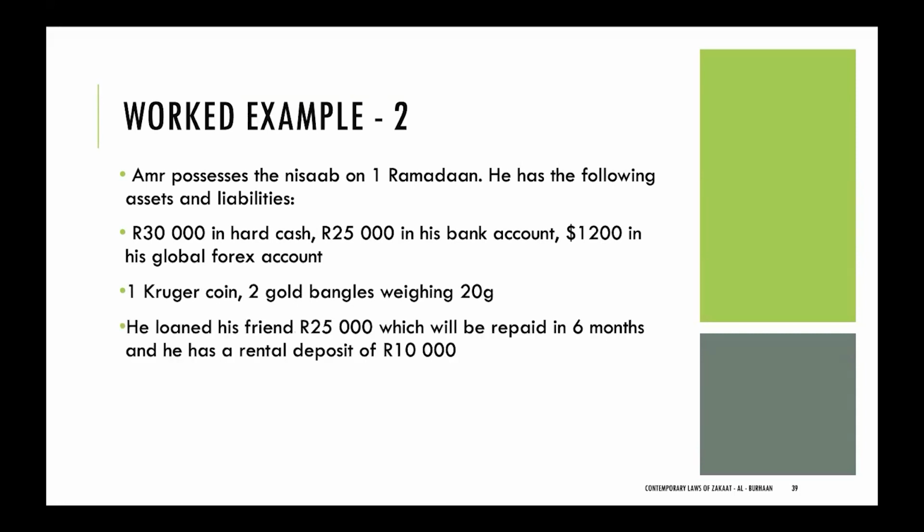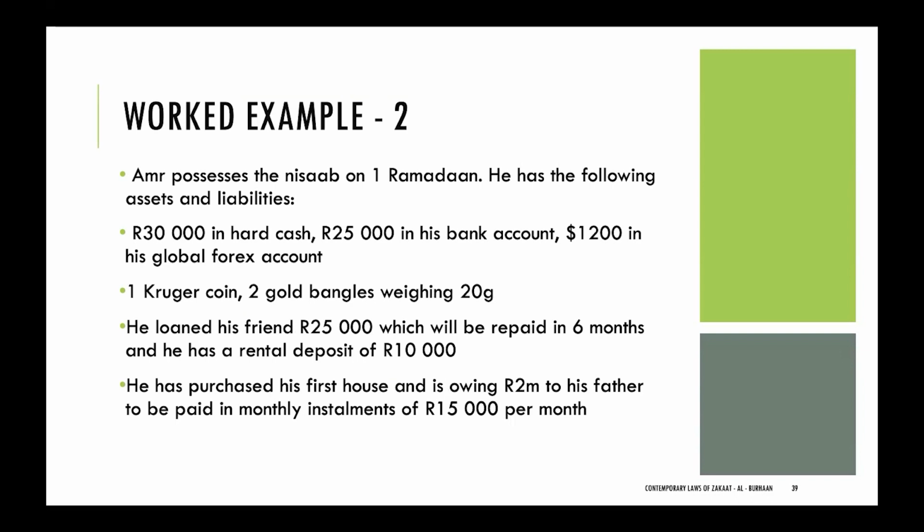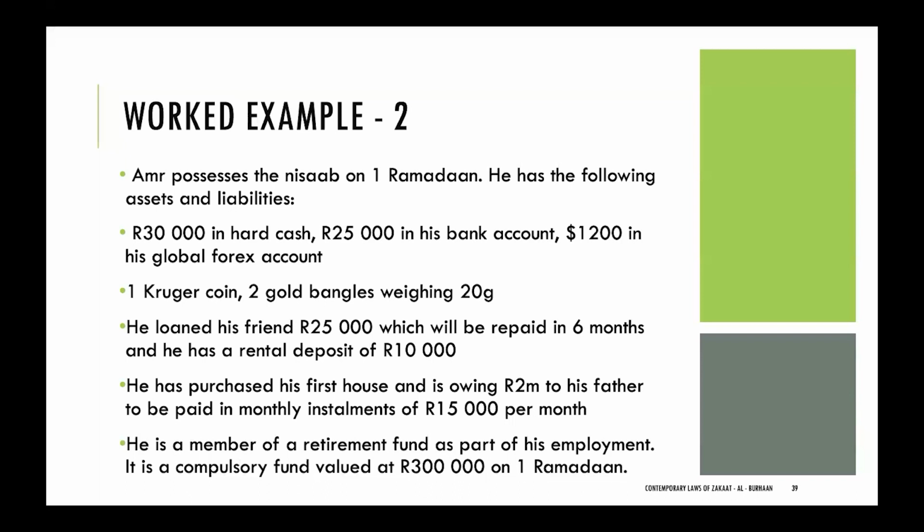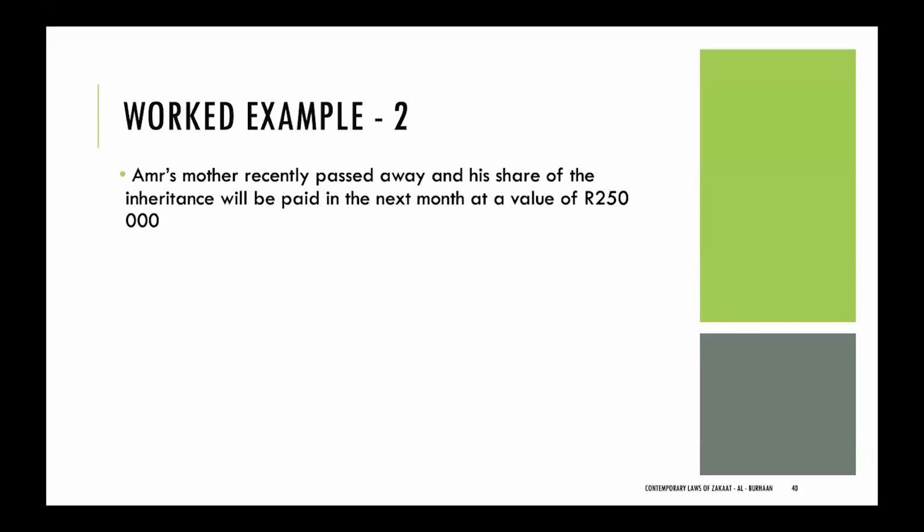He has loaned his friend 25,000 rand, which will be repaid in 6 months, and he has a rental deposit of 10,000 rand. Amr has purchased his first home, and he's owing 2 million rand to his father. So he took a loan from his father, and this is going to be paid in monthly installments of 15,000 rand per month. He's also a member of a retirement fund as part of his employment. It's a compulsory fund with contributions deducted at source, and the value on the 1st of Ramadan is 300,000 rands. Amr's mother recently passed away, and his share of the inheritance will be paid in the next month at a value of 250,000 rands. So the distribution has been worked out, but the estate still owes him 250,000 rands.